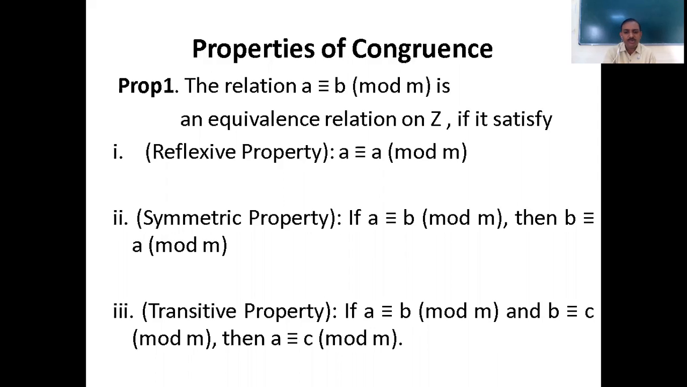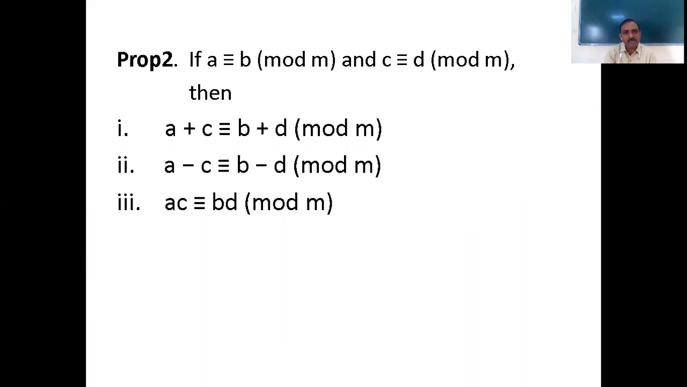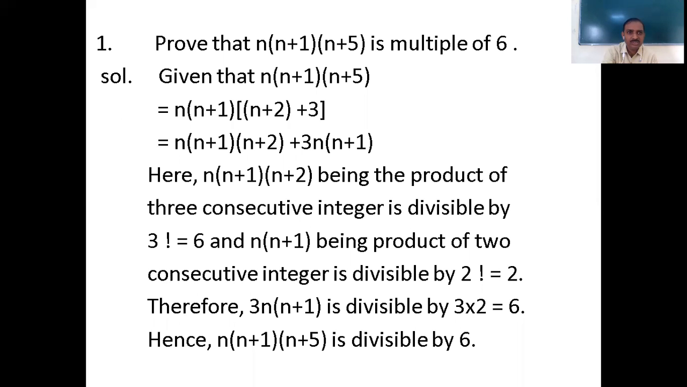to c mod m. Now property number two: if a is congruent to b mod m and c is congruent to d mod m, then we have to prove a plus c is congruent to b plus d mod m, a minus c is congruent to b minus d mod m, and ac is congruent to bd mod m. So these are the two important properties in this congruence. Let's see examples on this.